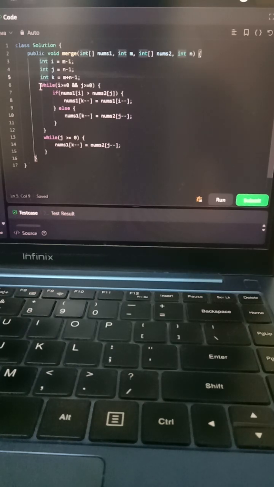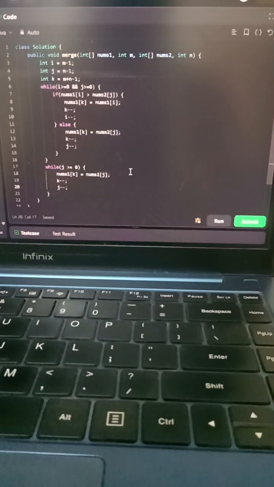First of all, we apply a while loop here: while i is greater than or equal to 0 and j is greater than or equal to 0. Now I think you will understand it in an easy way. As long as both of these are non-negative, the while loop will keep running.